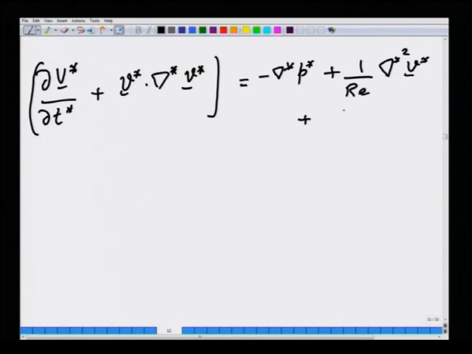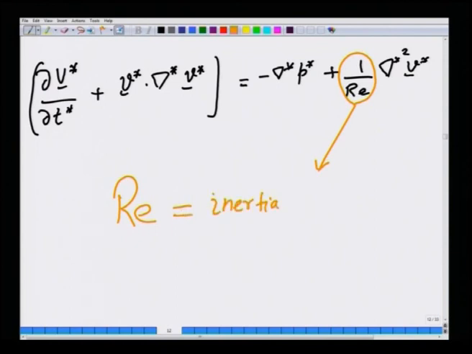gravity term, which is, let us just ignore gravity for the moment. Okay. And so this is the non-dimensional form of the Navier-Stokes equation, and we know that the Reynolds number is a ratio of inertial to viscous forces. It is a measure of inertial forces in the system to viscous forces in the system.